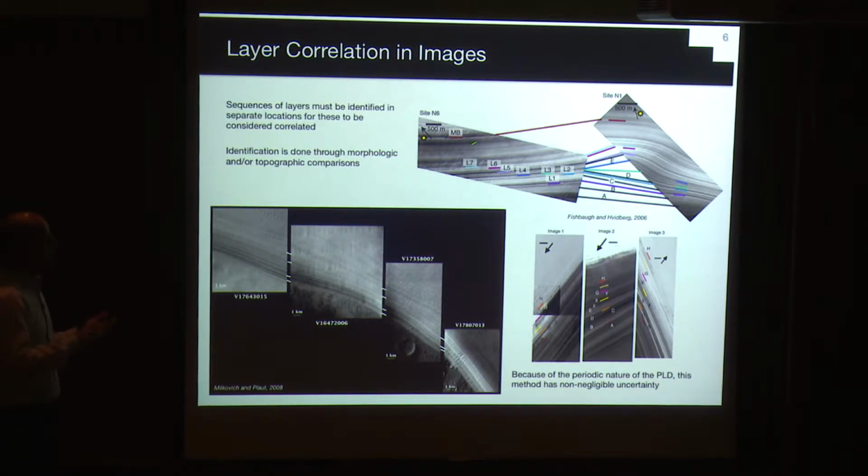Because of the periodic nature of the layers and of the exposures, correlating one layer by its morphology to a similar layer at another site is pretty unreliable. You can get layers that look the same that are not exactly the same bed. So that's why you do sequences that are in the same order, and you try to find them in other locations. So this is an example from Fishman and Wittberg in 2006 using mock images, and this is from Milkovich and Plaut in the South Pole, and you can see that the analysis is the same. However, like I said, because of the periodic nature of the PLD, this can have some uncertainty as well. You can also have full sequences that can look the same throughout different areas of the cap.